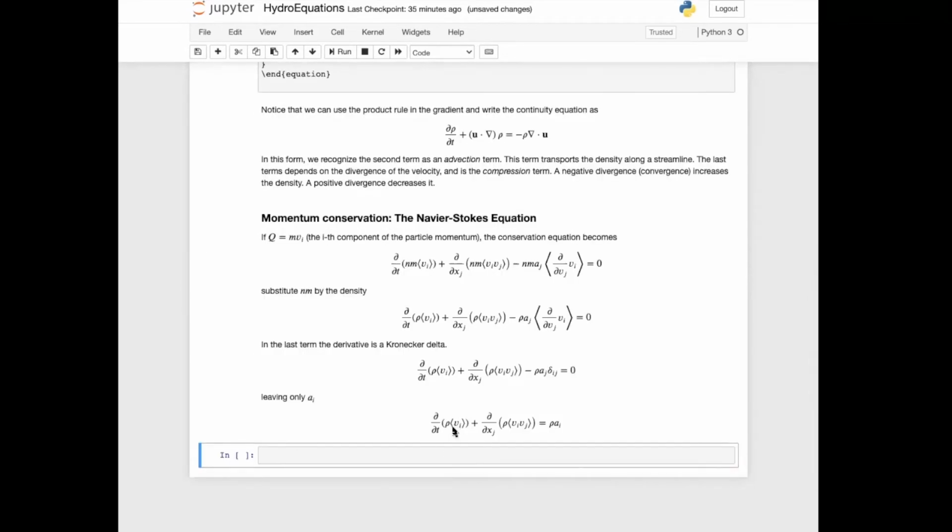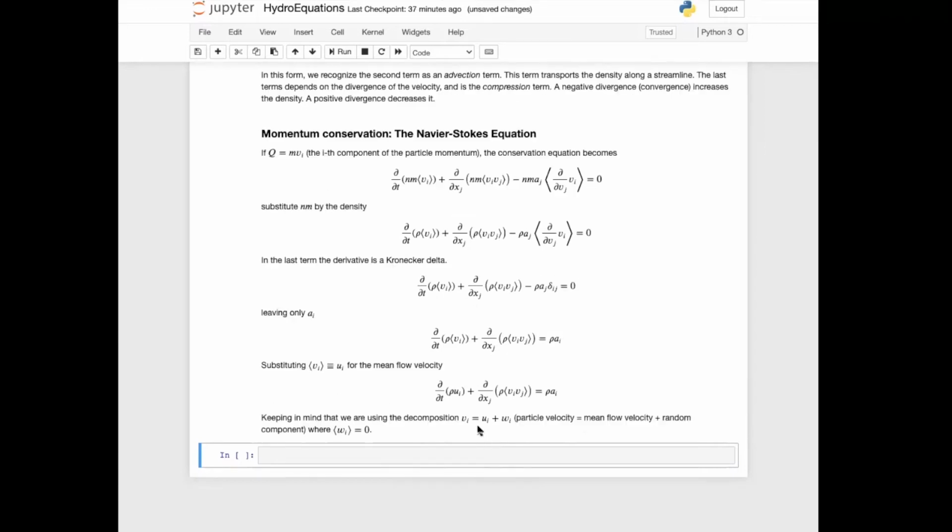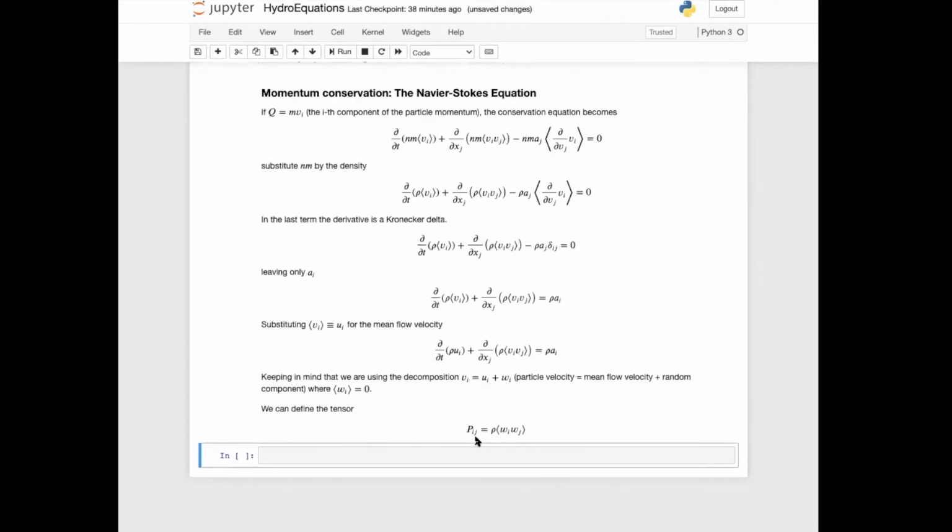If we substitute now the average of V for the mean flow, we still have this term here, which includes the random velocity. Keep in mind that we're using a decomposition where the particle velocity is the mean flow plus a random velocity W, and the average of this W is 0. So how do we deal with this term that has the average of Vi times Vj? We can define this tensor, big P, which is a density times the average of the fluctuations. So W is a residual velocity relative to the bulk flow.